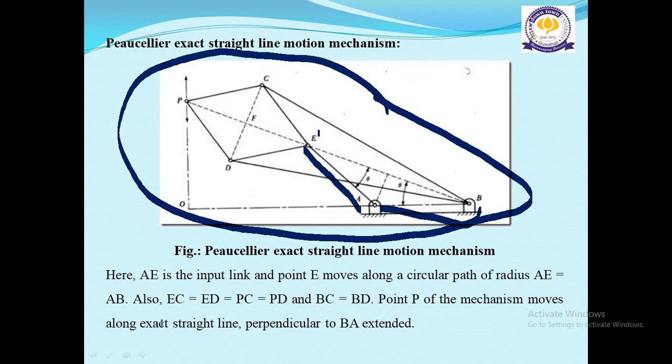Also EC is equal to ED, and PC is equal to PD. And BC is equal to BD. So point P of the mechanism moves along an exact straight line perpendicular to BA extended.